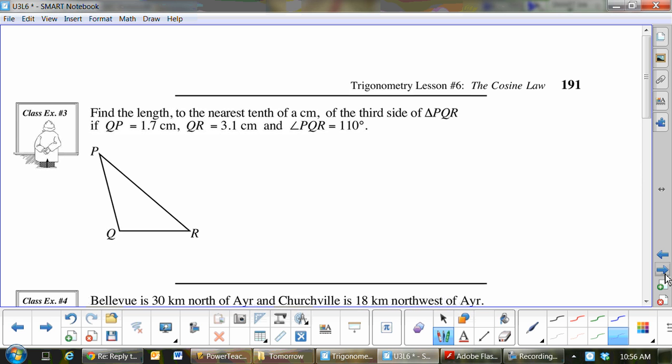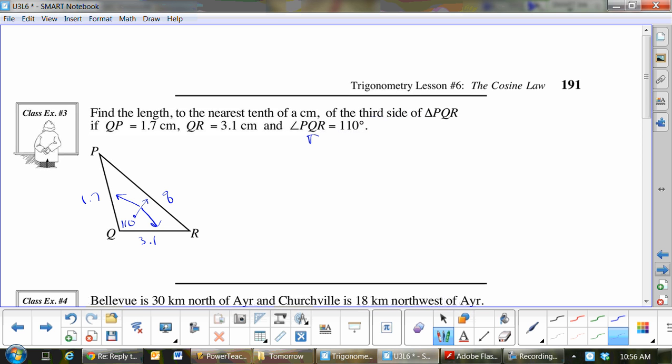Like, PQR is 110, right? We know that the middle of, it's always the angle. QR is 3.1. QP, 1.7. And it says 5 the third side. So this is a pitchfork. I know that looks like a weird fork, but that's because it's an obtuse triangle, so they're going to go backwards that way. So which side am I looking for?